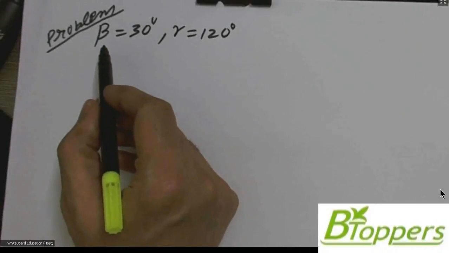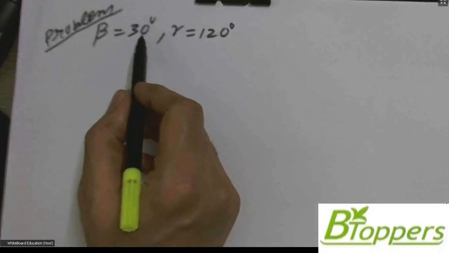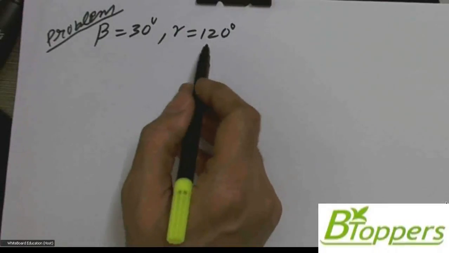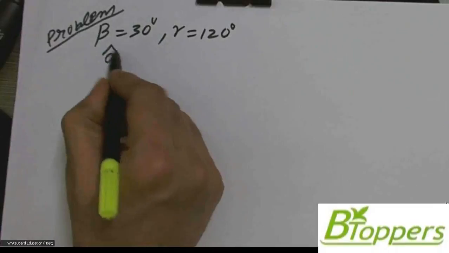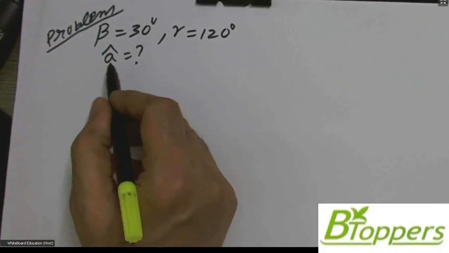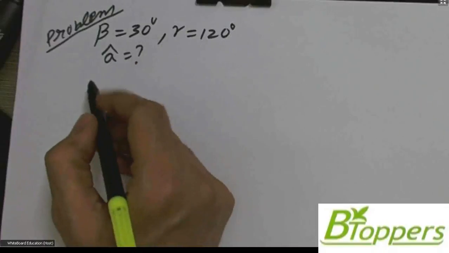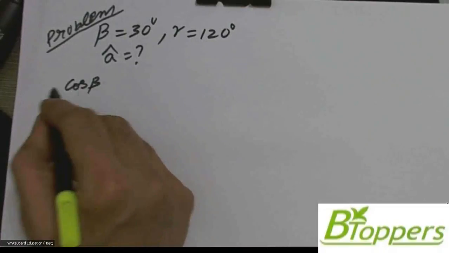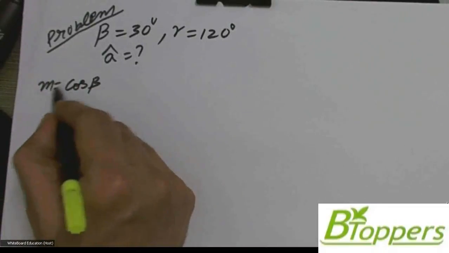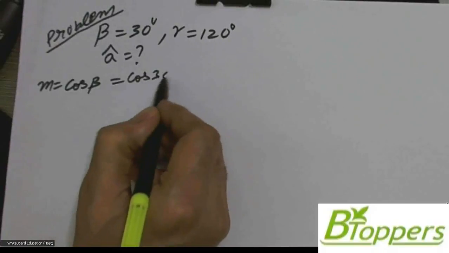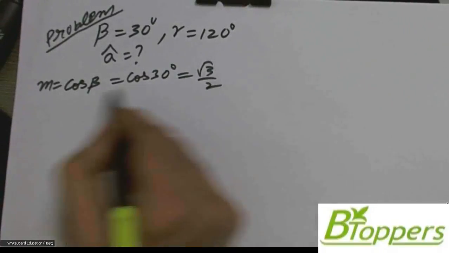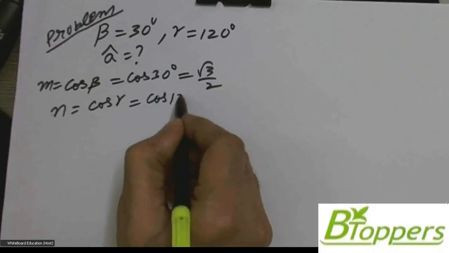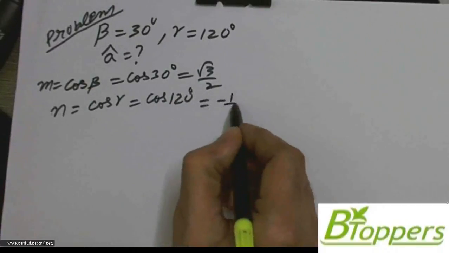So it's given that the angle made by the vector A bar with Y axis is 30 degrees. The angle made by the vector A bar with Z axis is 120 degrees. That means beta is 30 degrees and gamma is 120 degrees. You're asked to find the unit vector in the direction of the vector A bar. That means you have to find A cap. For that you have to find the three directional cosines of the vector. So cos beta, which you write as M, equal to cos 30 degrees equal to root 3 by 2. Cos gamma, which you write as small n, is cos 120 degrees, that is equal to minus half.